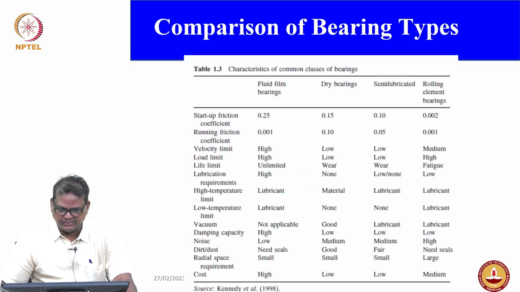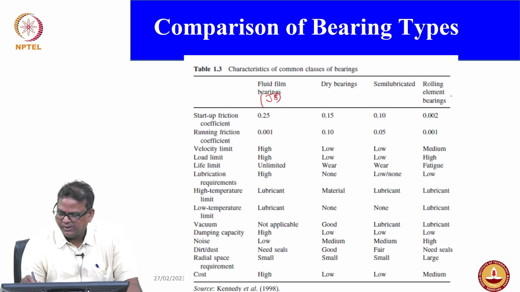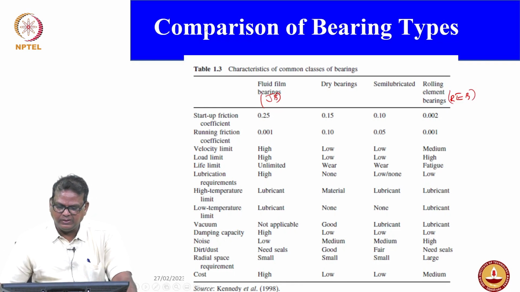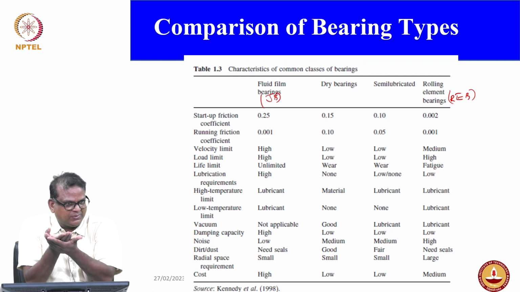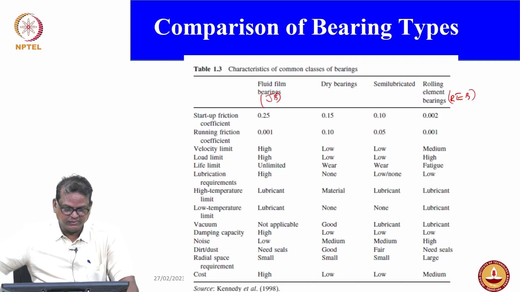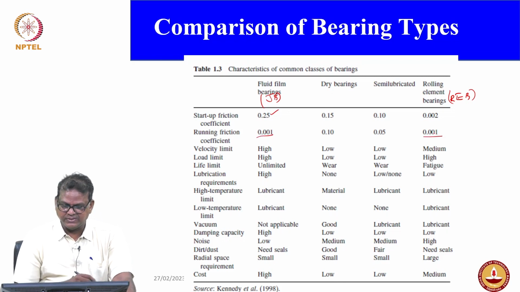This is the comparison between the fluid film bearing, nothing but the journal bearing, and the REB, the rolling element bearing. I am just going to compare only these two. More importantly, the rolling element bearing starting friction is very low, whereas the journal bearing has to start with contact. The moment you have contact, your friction is higher, so starting friction is higher for the journal bearing. The moment you start operating, the running friction is the same.